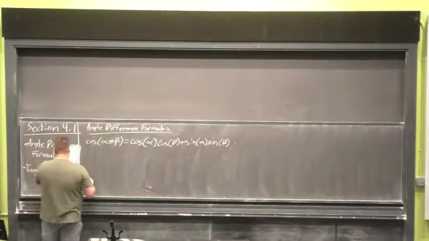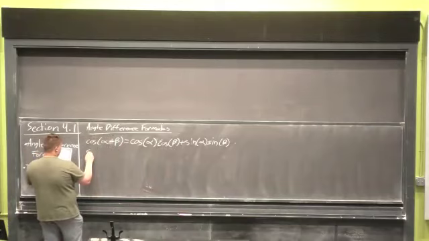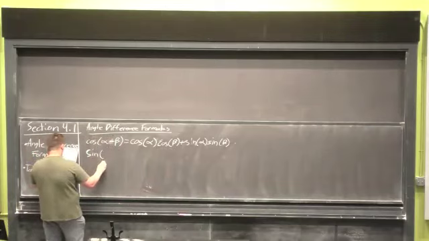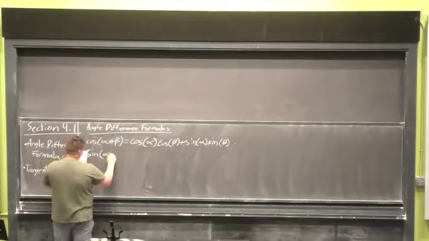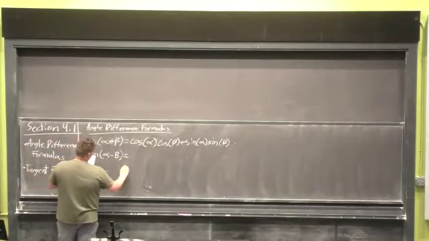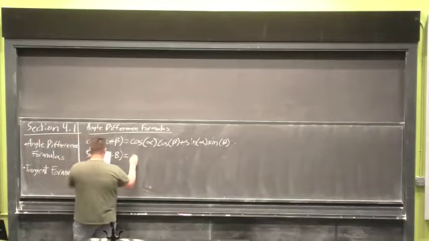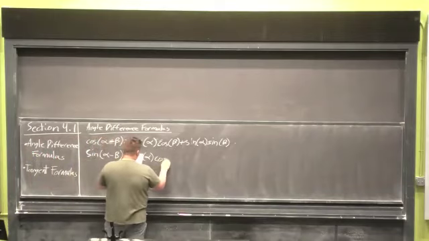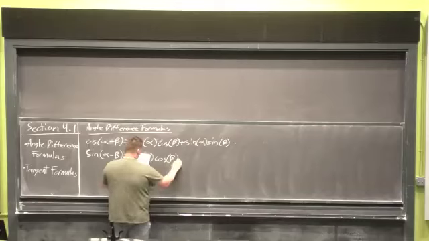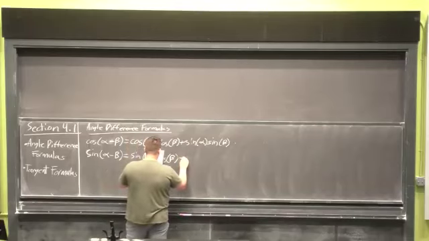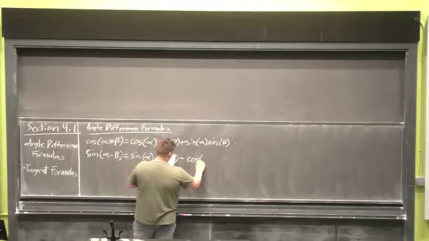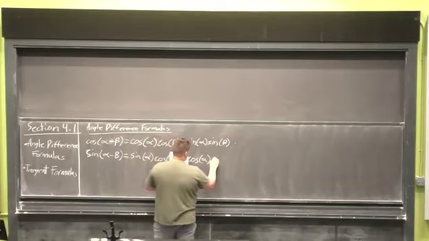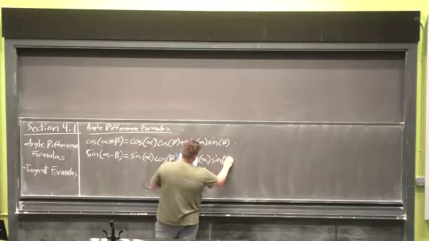And sine of alpha minus beta is equal to sine of alpha times cosine of beta minus cosine of alpha times sine of beta.